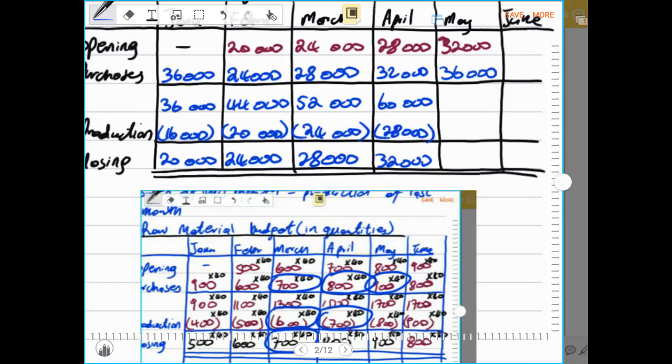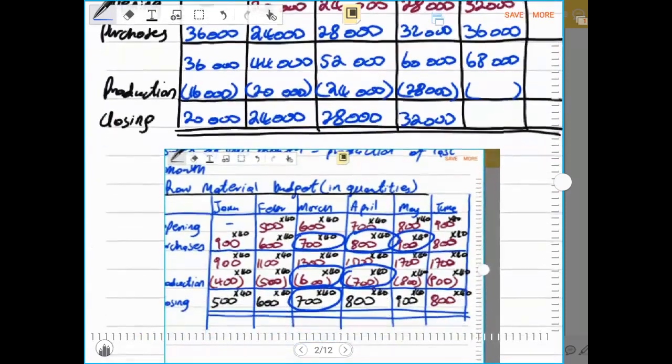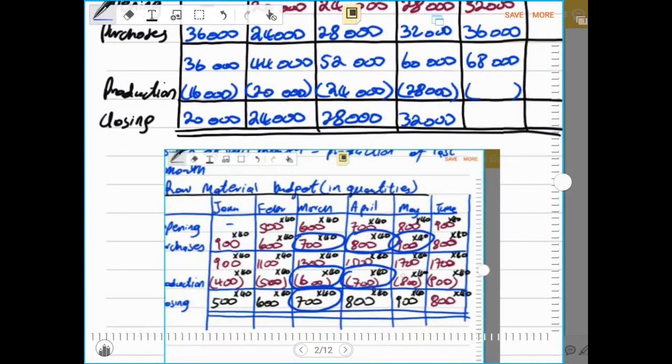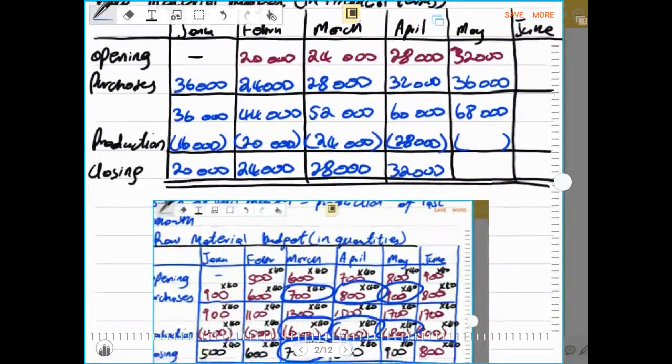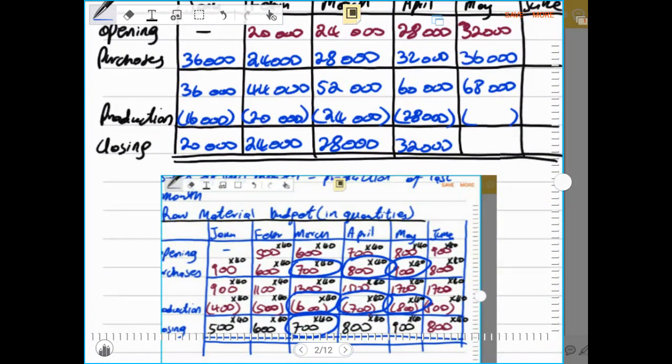And remember, all these amounts are in rands, and 36,000 plus 32,000 will give us 68,000 rands. And from the 68,000 rands, we have to subtract production, and our production is here, production is 800 by 40. So 800 by 40, we already know that it is 32,000 in the month of May.